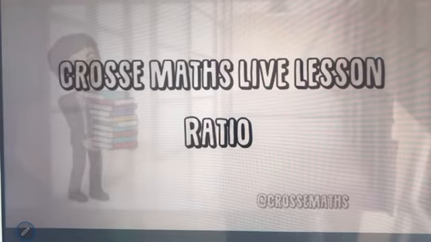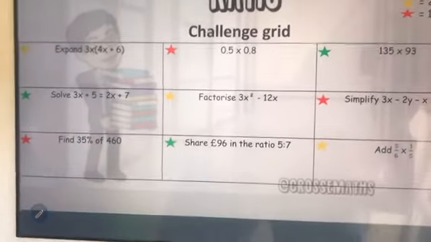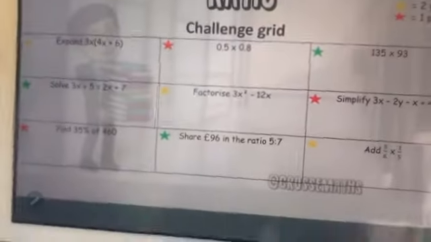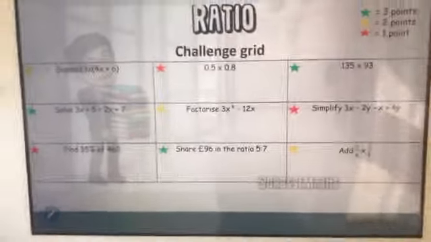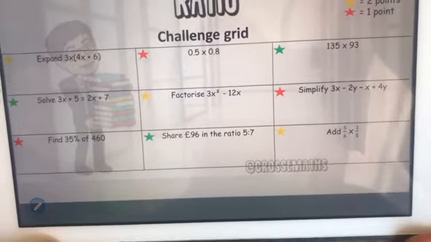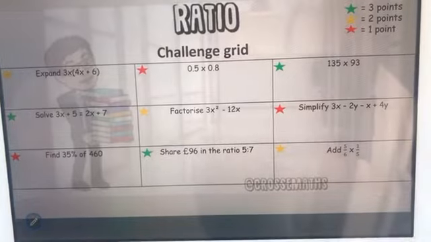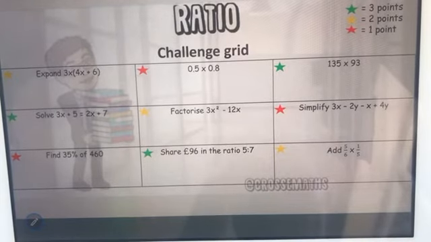Once you've tuned in, make a start on the starter and the challenge grid in front of you. I'm going to be turning the comments off for the whole session, so if you've got any queries or questions, please just drop me a DM. Yellows are worth 2 points, reds are worth 1 point, and green questions are worth 3 points. Have a go, please. I'll give you 2 to 3 minutes to get that done.